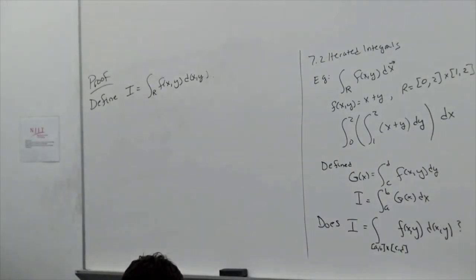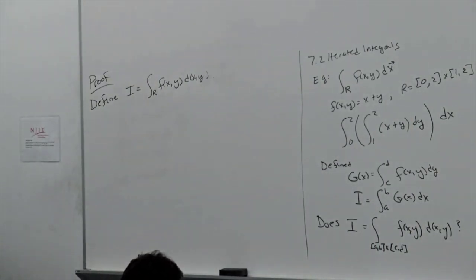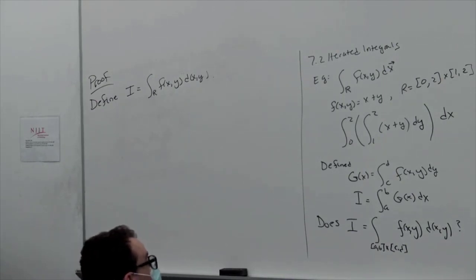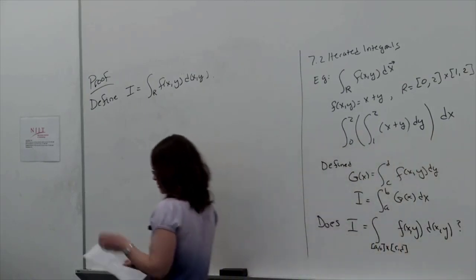And what do we know? Well, we know that this integral, wherever it is, here it is, this integral exists. So we can write down what that means. So the usual things that we do: we take what we're given and we write down what it means.